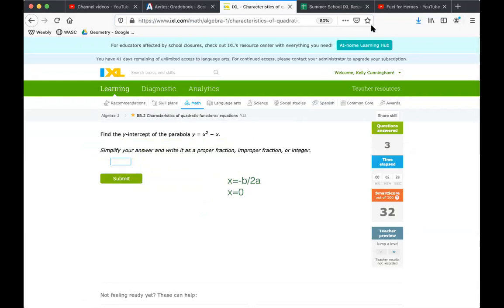All right, find the y-intercept. The y-intercept is the C value. So that would be 0, because the C value is 0 here.